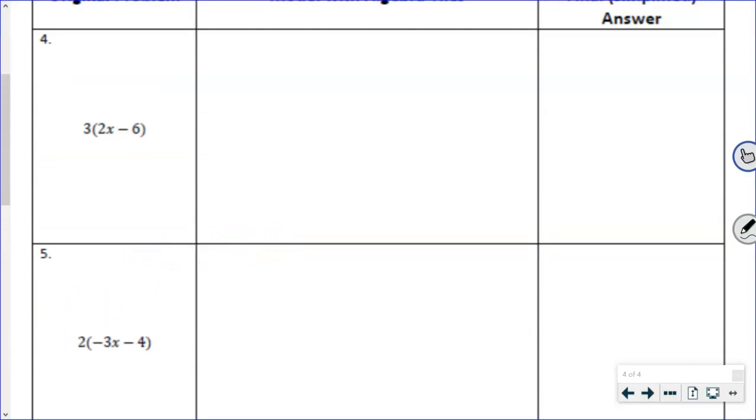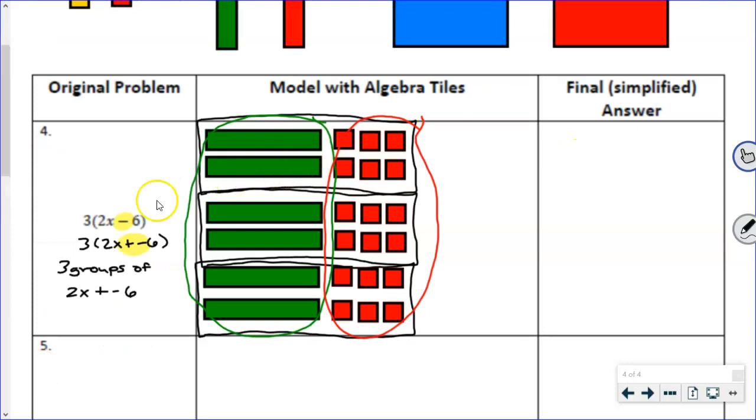All right, take a look at what we have so far. I've got my 3 groups of 2x plus a -6 modeled. I rewrote it as 3 groups of 2x plus a -6. So when I see this parenthesis, a grouping, and then this number on the outside, I'm not thinking of it as 3 parentheses 2x minus 6, I'm thinking of 3 groups of, and then we list the group. So what is it that we have? Again, I want to see it both ways here.